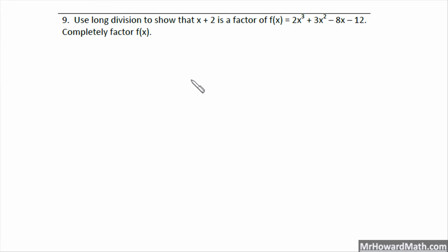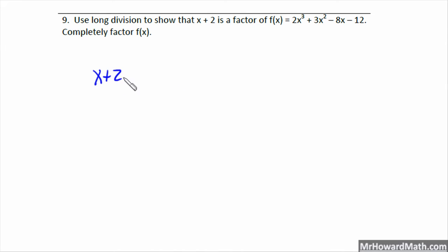Alright, problem 9. Use long division to show that x plus 2 is a factor of f of x equals 2x cubed plus 3x squared minus 8x minus 12, and then completely factor f of x. Technically we could use synthetic division, but they ask us to use long division, so we'll stick with that. Remember, long division always works. Synthetic division only works when your leading coefficient is 1. So we'll go with long division.